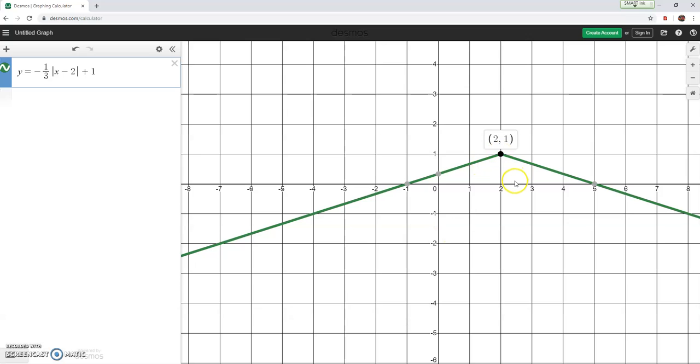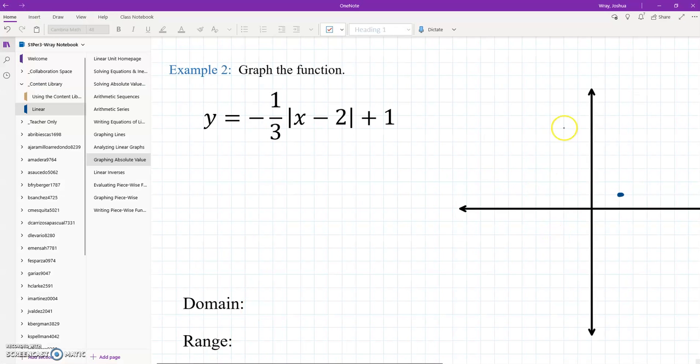I already plotted that point, I have my (2, 1). They gave me some other points here. This one, 0.3 repeating, is going to be really hard to put accurately on the graph. So instead, I'm going to use these 2 right here because these are nice and easy. One's at negative 1 on the x-axis, one's at positive 5 on the x-axis. So these will be good points for me to translate over to my work on here.